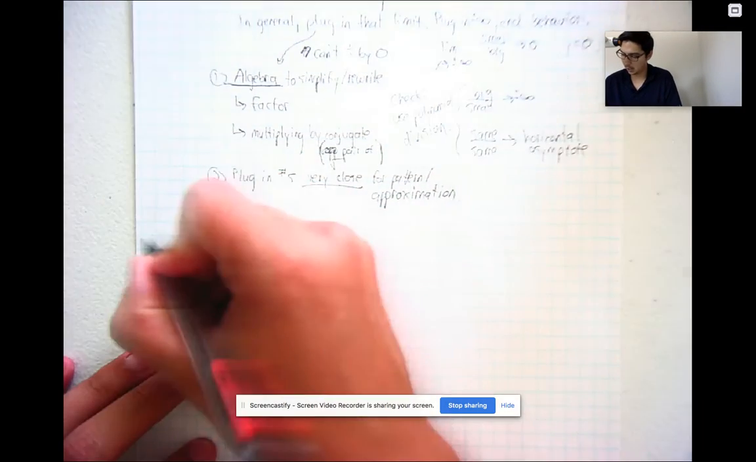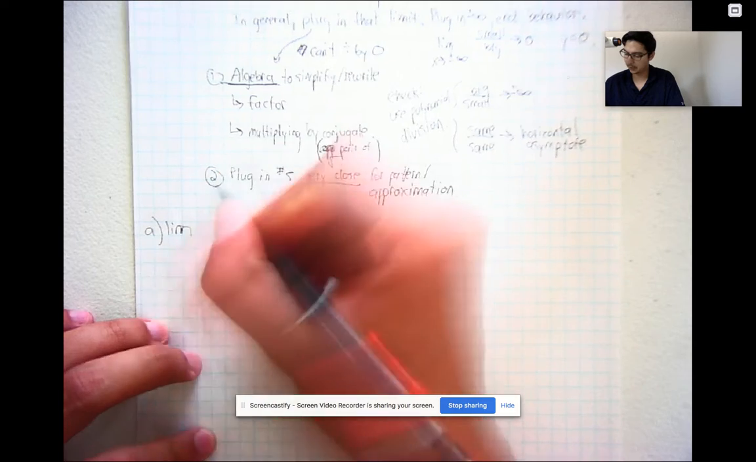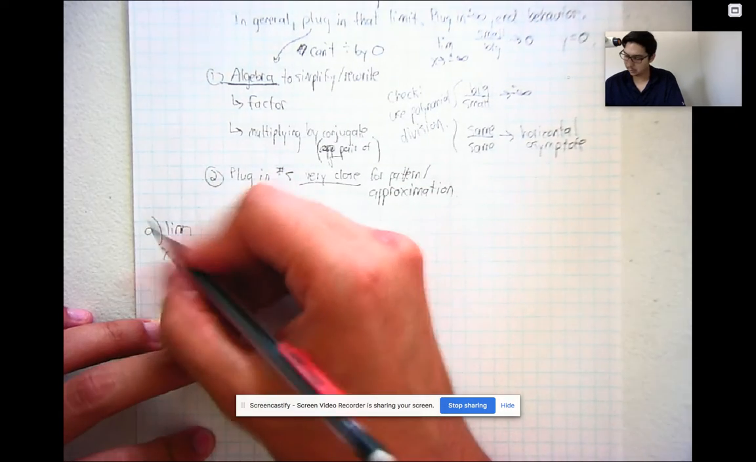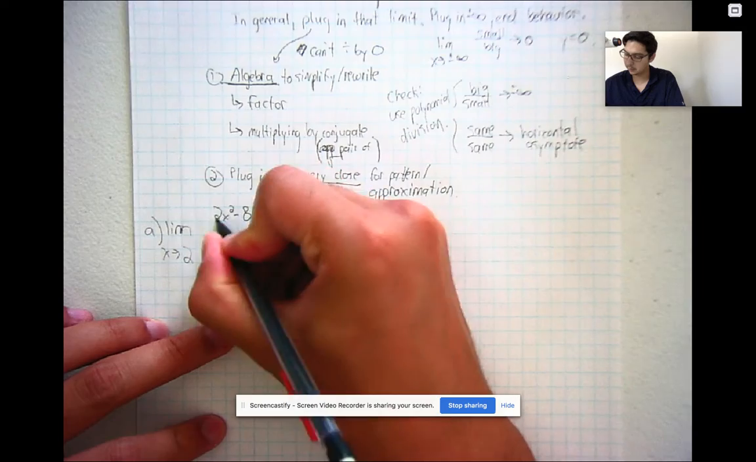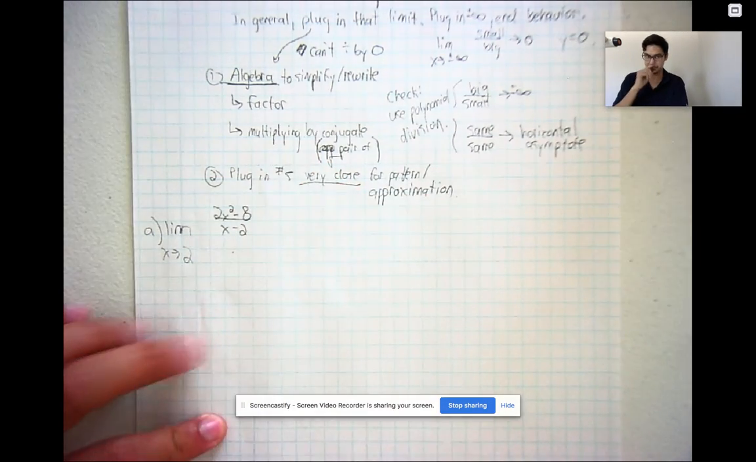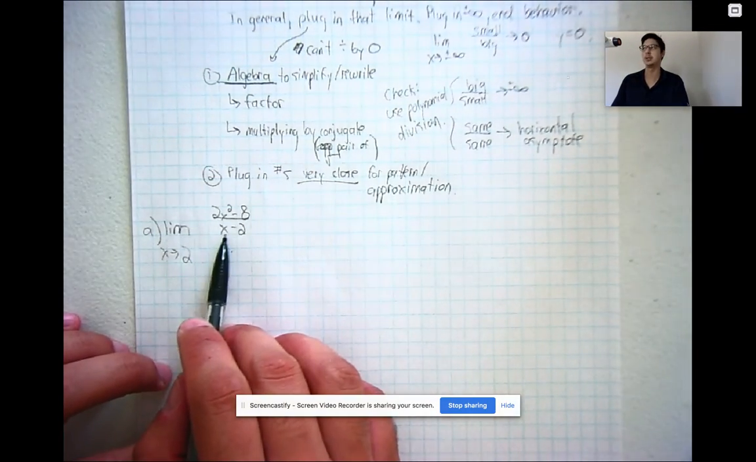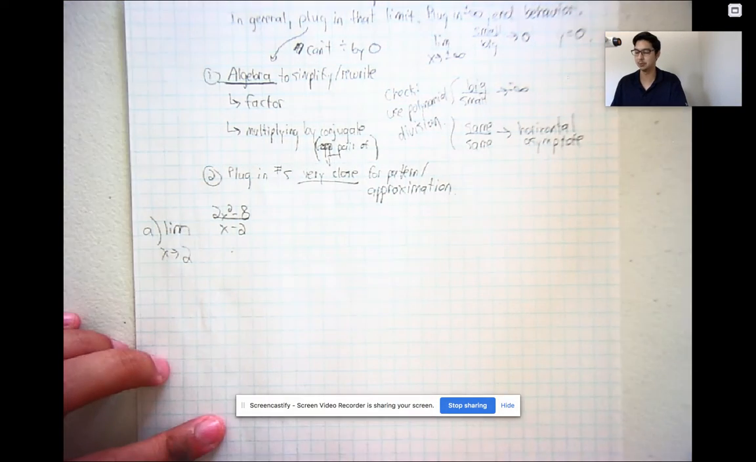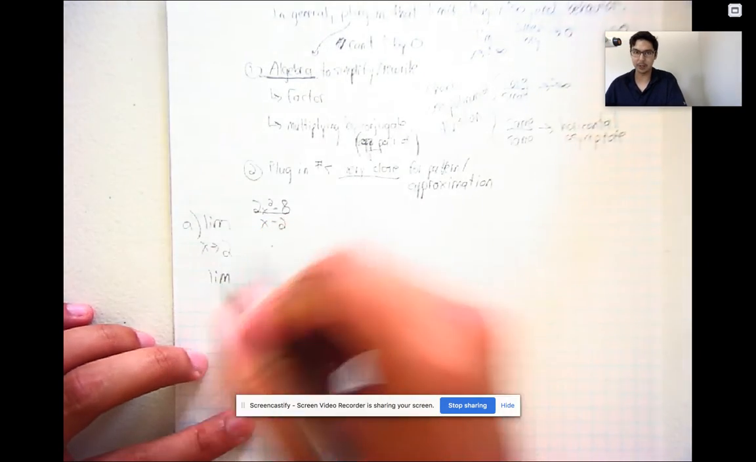So example A, let's do the limit as x approaches 2 of 2x squared minus 8 over x minus 2. Notice right away if I tried to plug in 2, I'd get 2 minus 2 on the bottom, which is 0, and you can't divide by 0. So here we have to do some algebra first.